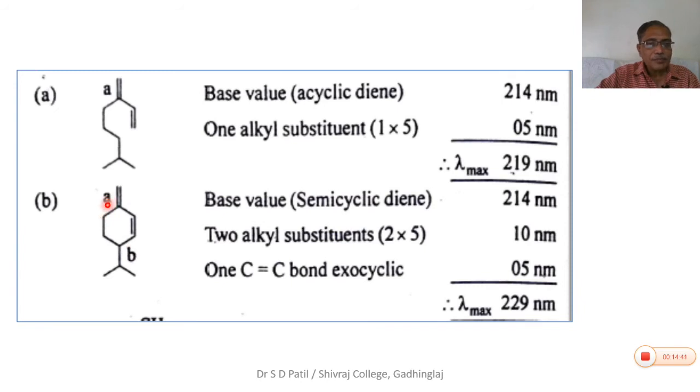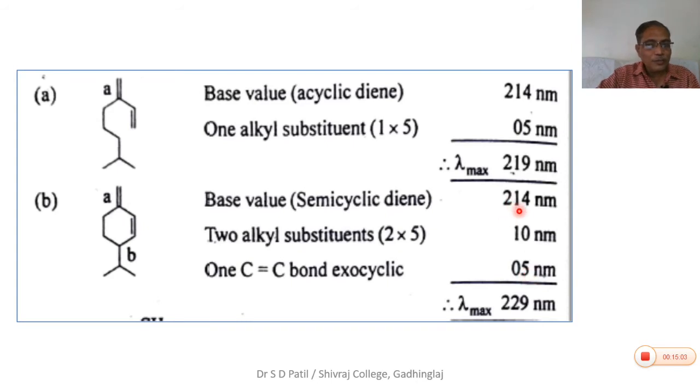Then this double bond, which is outside the ring, is exocyclic to this ring system. To this ring system, the double bond is exocyclic because one carbon is in the ring system and the other is exocyclic. So it is an exocyclic double bond, and therefore there is an increment of 5 nanometers.